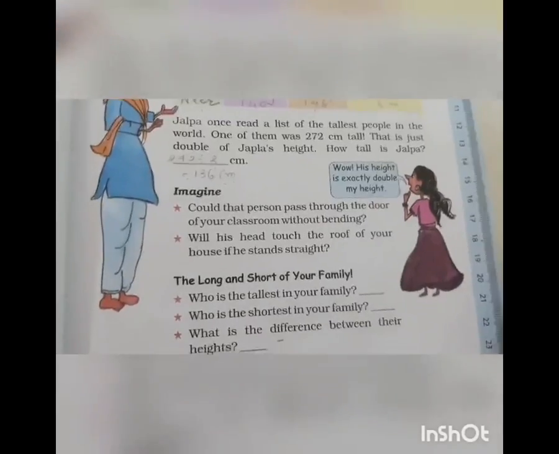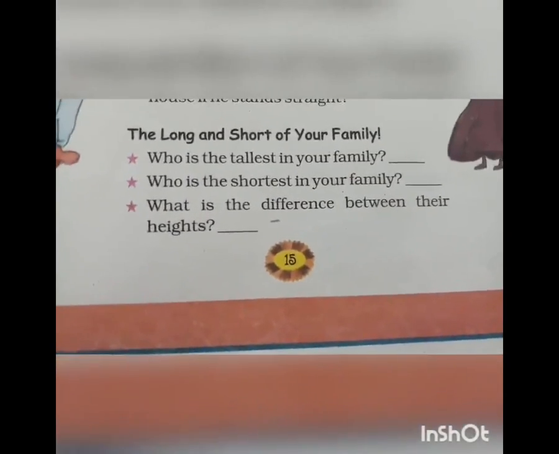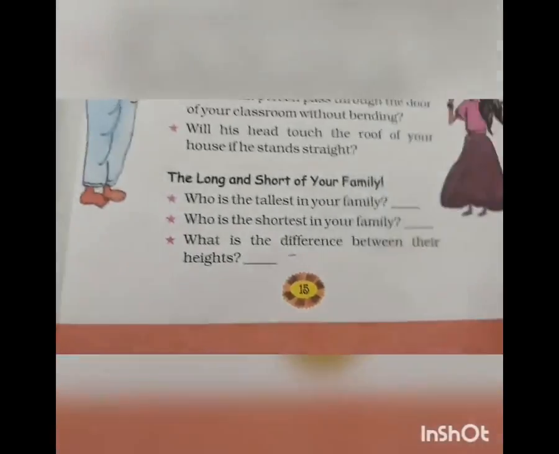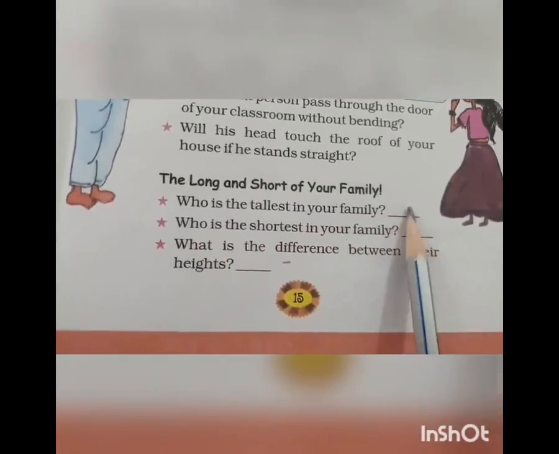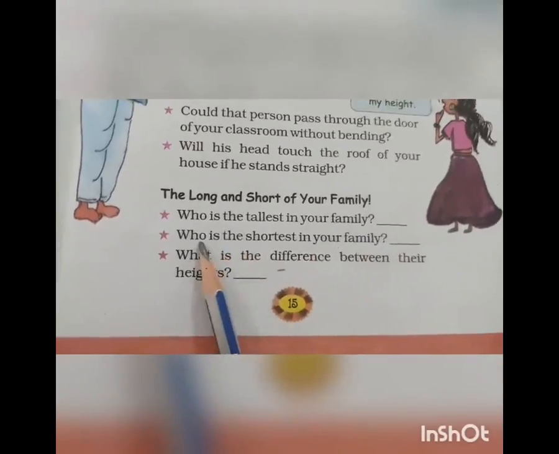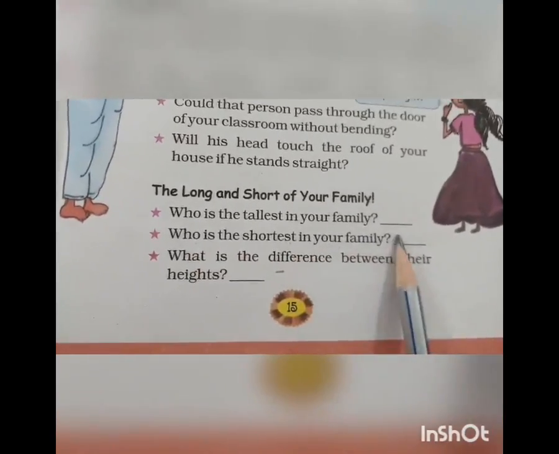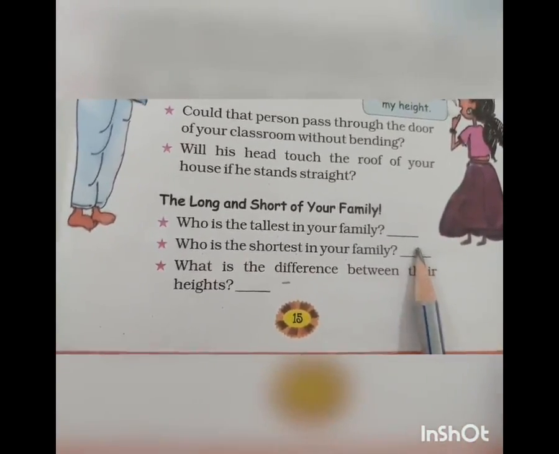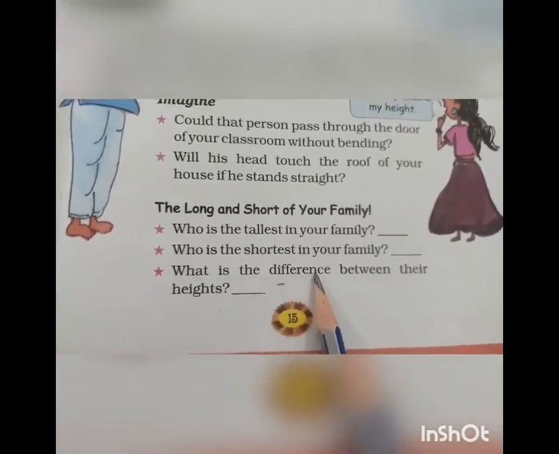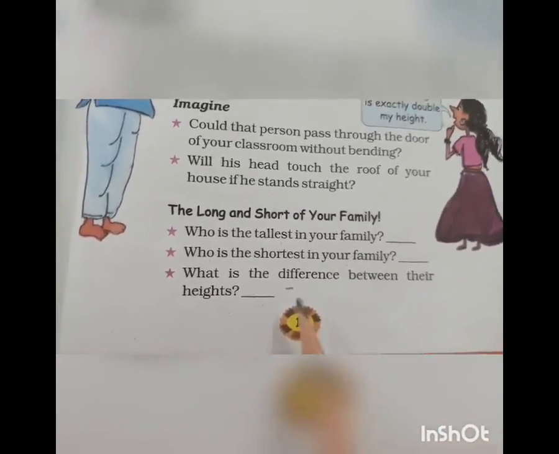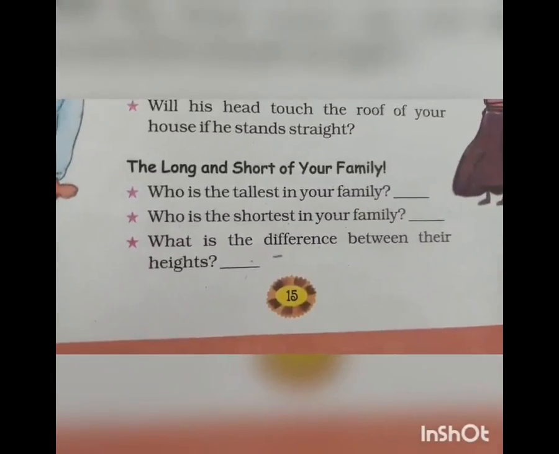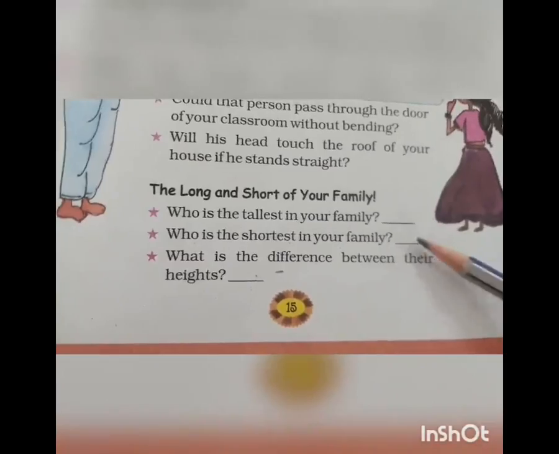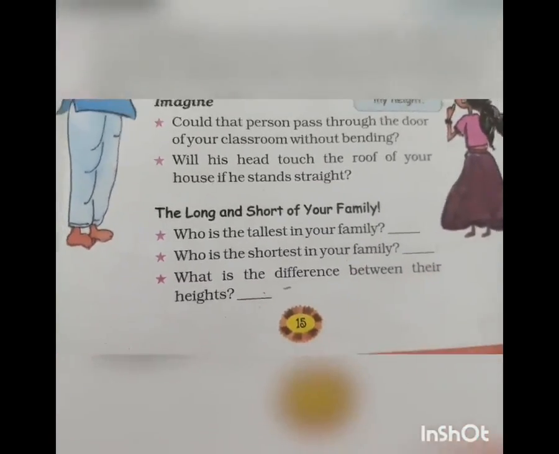Okay, so you have to imagine. How can you imagine? You have to imagine this, the long and short of your family. Who is the tallest in your family? Your father, your uncle, your grandpa. After them, who is the shortest in your family? Your elder brother, your elder sister, anyone. What is the difference between their heights? You have to write down here. Okay, so you have to do this exercise today and write here with pencil.